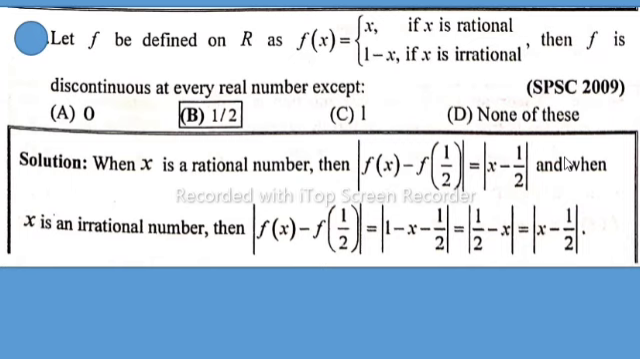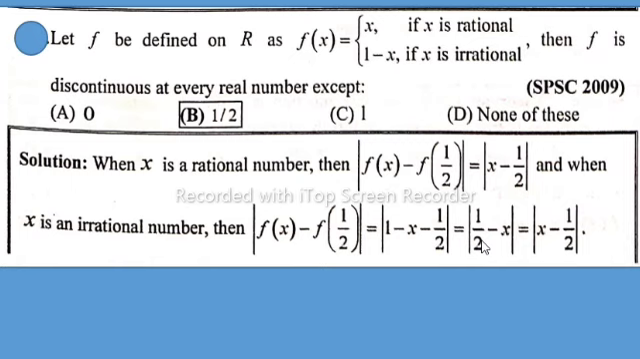And when x is irrational, then the absolute value of f of x minus f of 1 divided by 2 is equal to, the value of f of x is 1 minus x, minus f of 1 divided by 2, which is 1 minus 1 divided by 2, equal to 1 divided by 2 minus x. So taking minus common, that is minus into x, the absolute value of x minus 1 divided by 2.